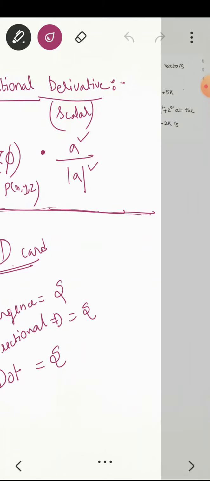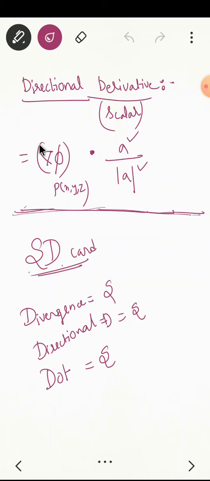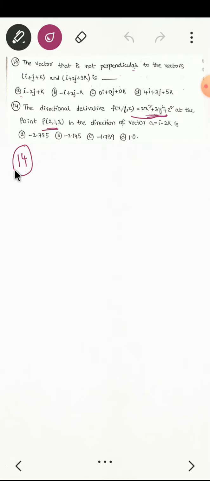Let us solve a few problems. Problem number 14. We have done 13 already. Problem number 14. They are asking the directional derivative of this function at a point. As I was saying earlier, first you need to find the gradient at some point. They have given the point. Then in the direction of vector A, they have given some vector A equal to i minus 2k.